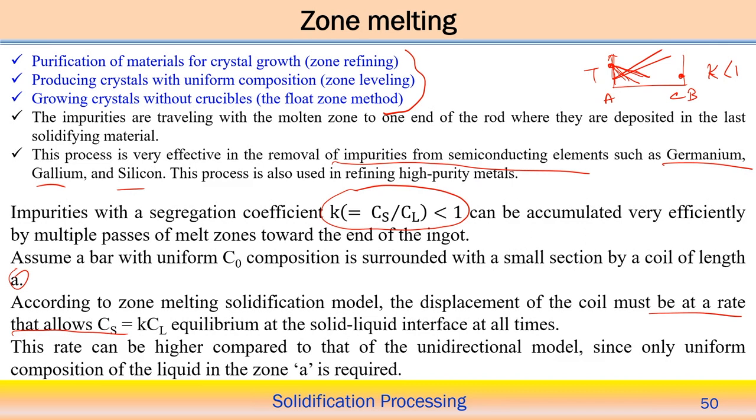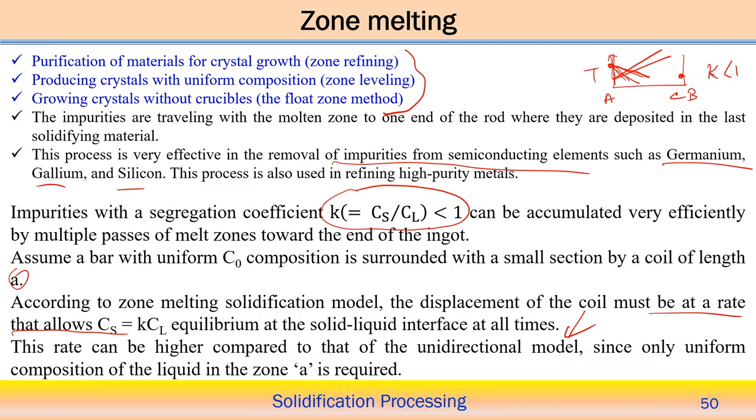So, if it is exactly equal to Cs equal to k into CL, it means that we are following the near equilibrium solidification condition, such that equilibrium has to be maintained at the solid liquid interface. Maintaining it means that this process is very effective if there is a slow movement of the heat source in one particular direction. In this case the rate can be higher, but definitely with the movement of the heat source, the solidification front can move higher, as in the unidirectional model, so the speed can be higher.